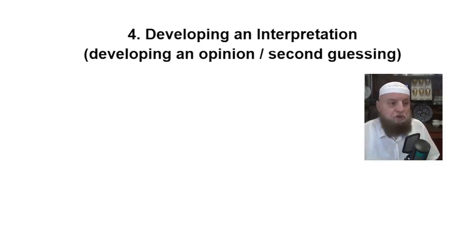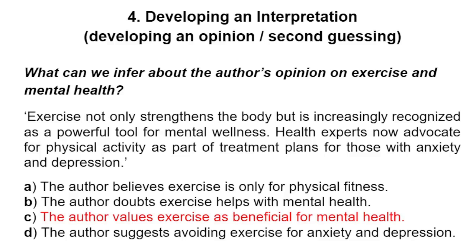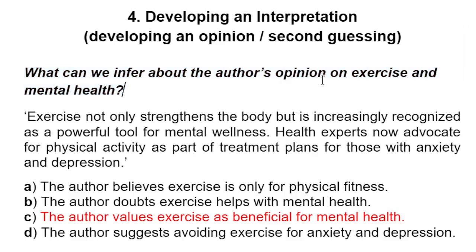Our job in this question is to second guess, is to understand what the writer means without him or her actually saying it. In the reading, we listen to the author's voice to second guess him or her. From the question, we can see: what can we infer about the author's opinion on exercise and mental health? What can we guess or what can we read is the author's opinion? What does he think or what does he feel about exercise and mental health?